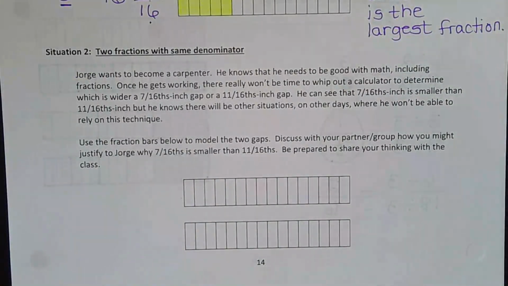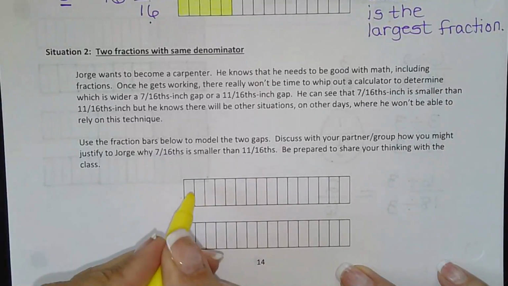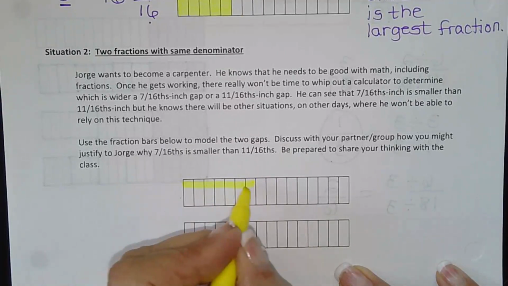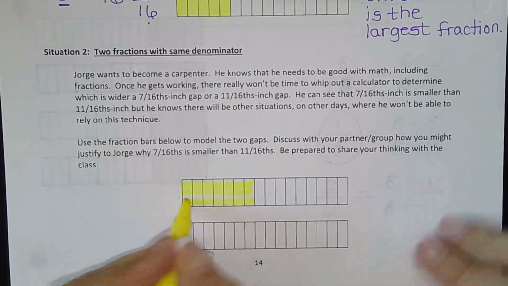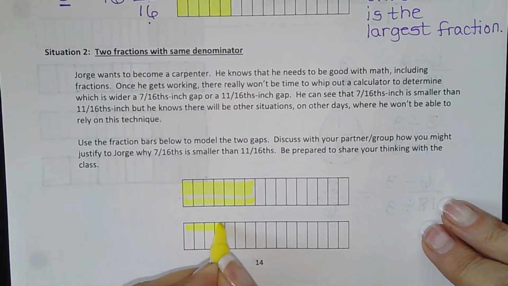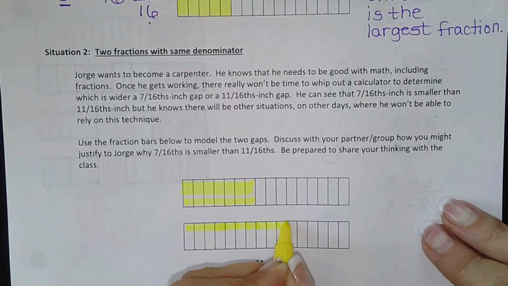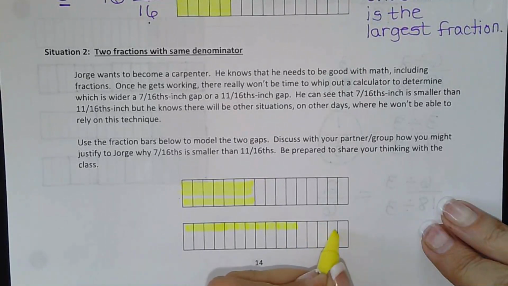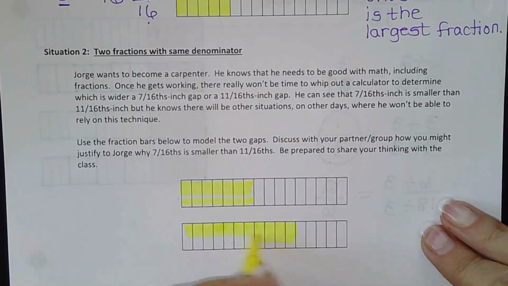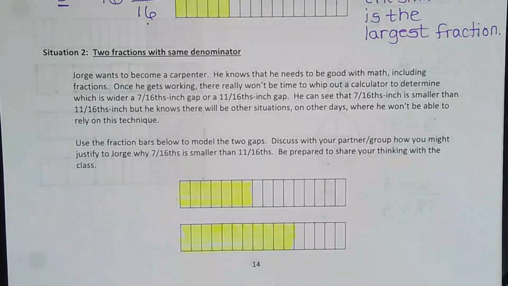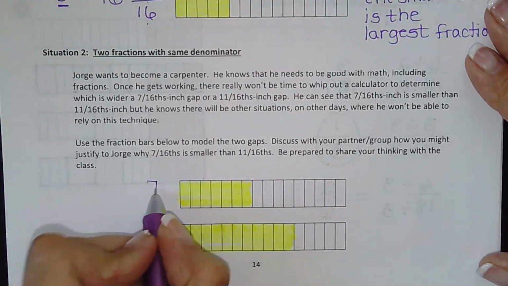Okay, when the denominators are the same, piece of cake. So first we have 7/16, 1, 2, 3, 4, 5, 6, 7. And then we have 11/16, 1, 2, 3, 4, 5, 6, 7, 8, 9, 10, 11. And so we can easily see with these machine drawn rectangles that 11/16 is larger than 7/16.